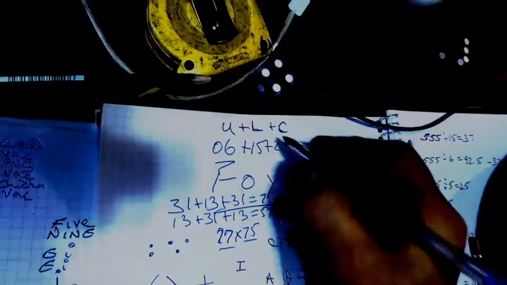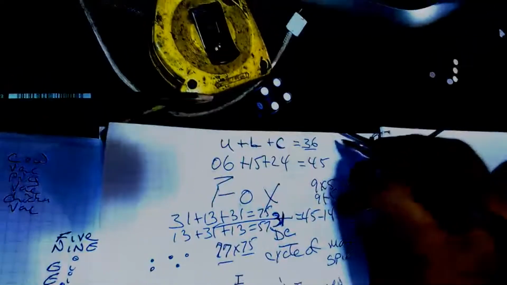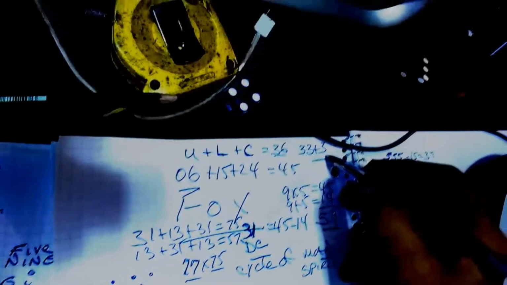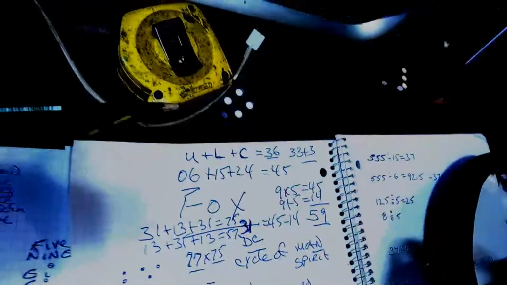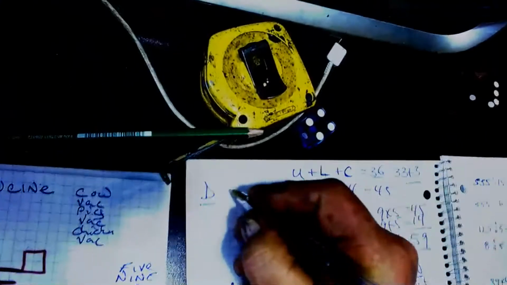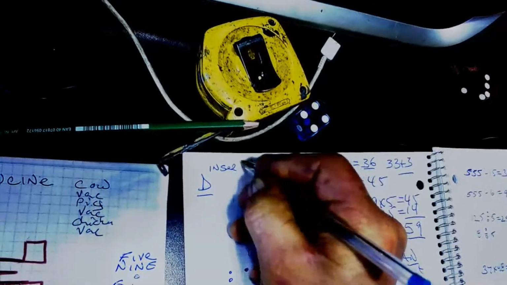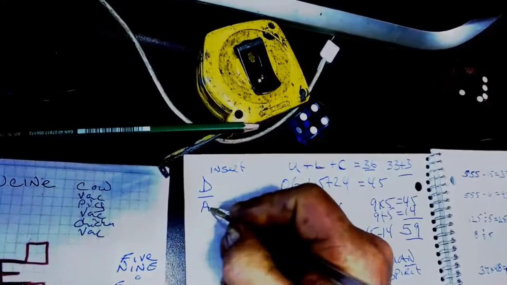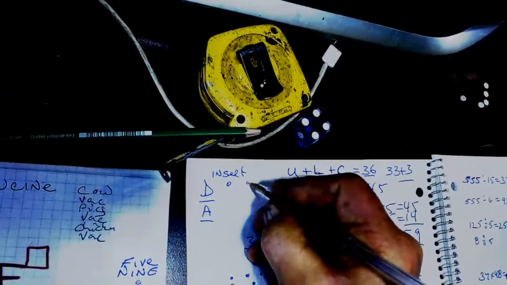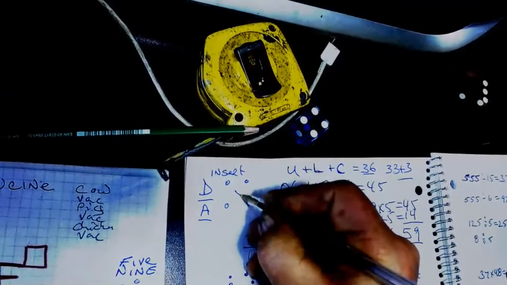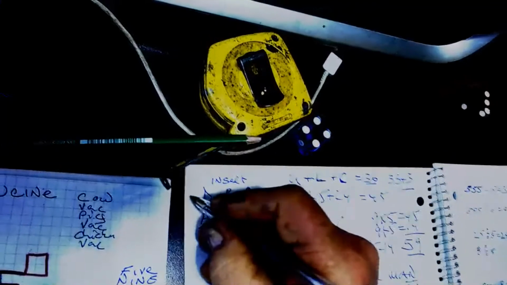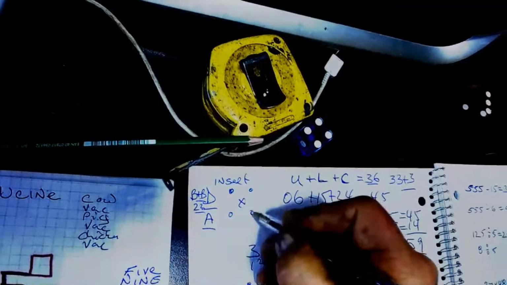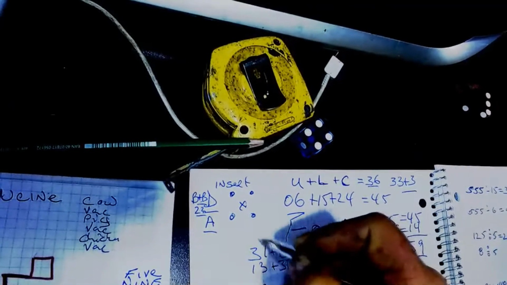C plus L plus U equals to 36. It's 33 plus 3 for creation. Remember ABC, right? ABC, ABC, but nothing starts till D. Insert D and A. D and A. But you're actually inserting B and B. 22 is inserted to create D.